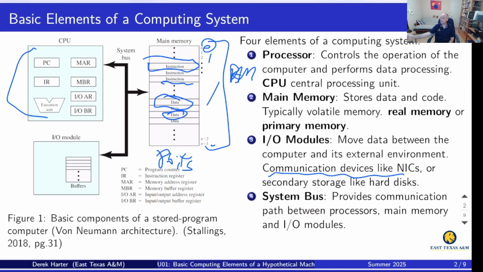And then a fourth component: you really need some sort of communication medium, some interconnect, for these three pieces to communicate. They have to be able to pass data back and forth from the CPU to main memory, from I/O devices into memory, and from the CPU to I/O devices. All of those require communication. So that's the purpose of the system bus in the computing system.